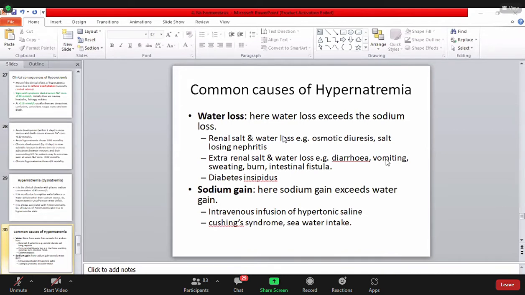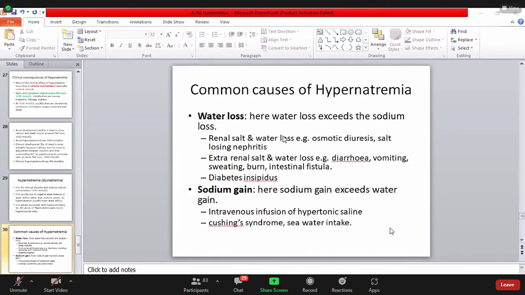And there are some causes where sodium gain exceeds water gain. What are the causes? Intravenous infusion of hypertonic saline, Cushing syndrome, Conn syndrome, seawater intake, etc. So main causes of hypernatremia are osmotic diuresis, salt losing nephritis, diarrhea, vomiting, sweating, burn, intestinal fistula, diabetes insipidus, IV infusion of hypertonic saline, Cushing syndrome, seawater intake, etc.